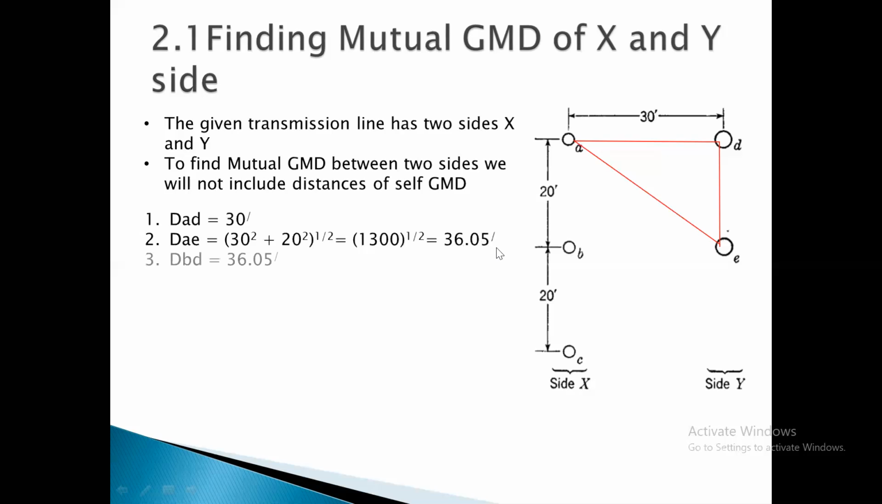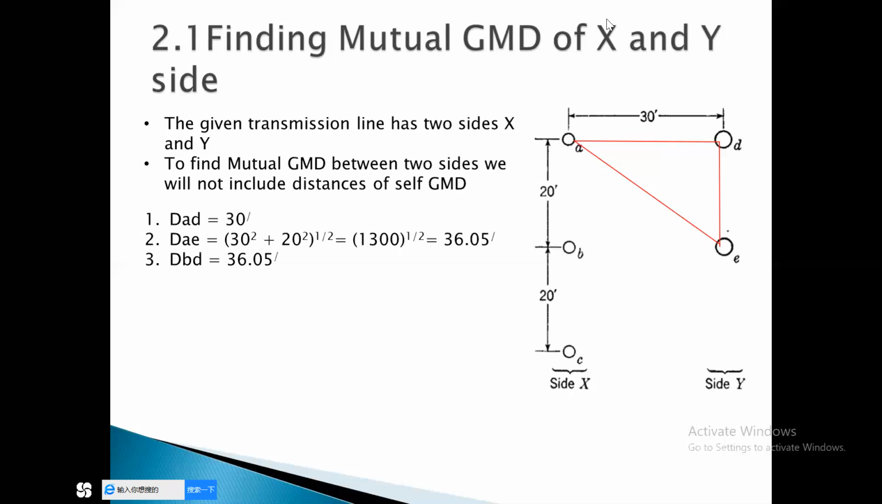Then we move towards the second conductor B. The distance from B to D is also 36.05, because it is also a perpendicular, this is the base and this is the hypotenuse. You can use the same geometric formula that the hypotenuse square is equal to base square plus perpendicular square.